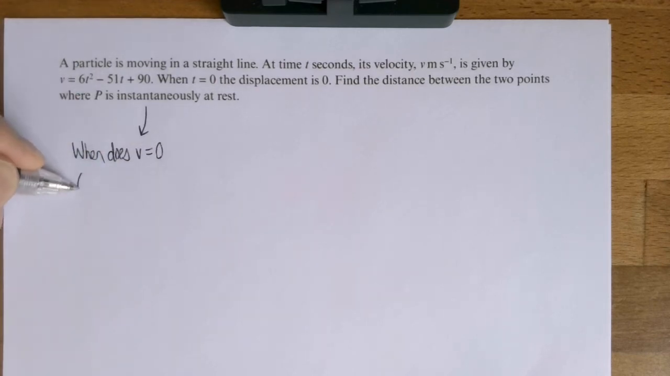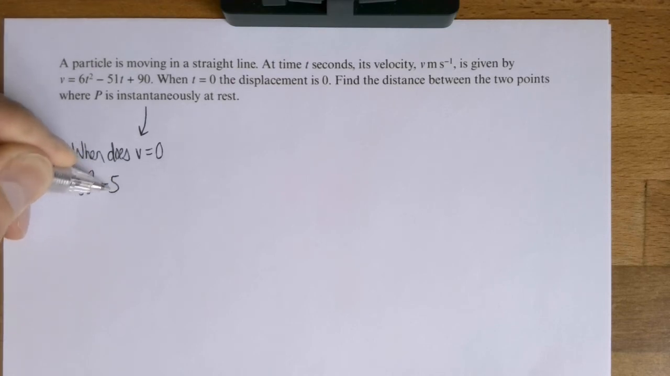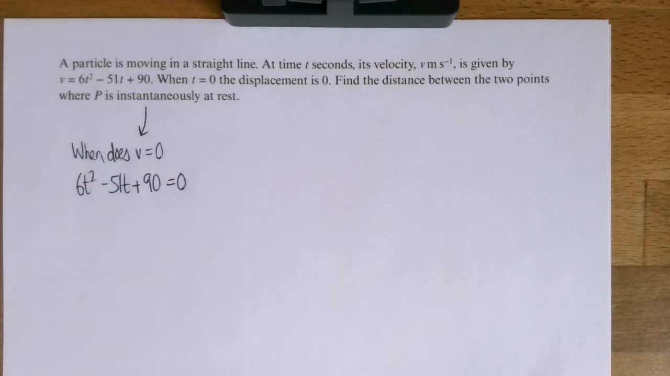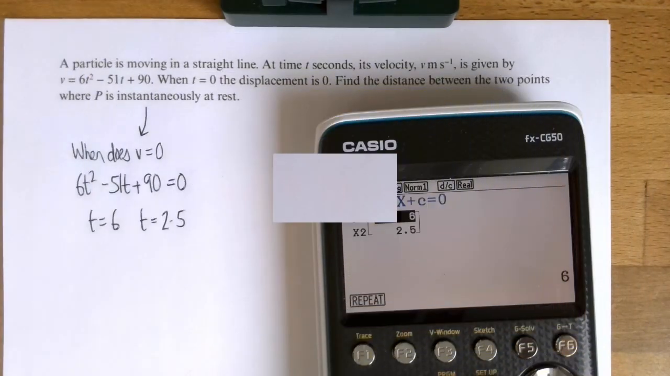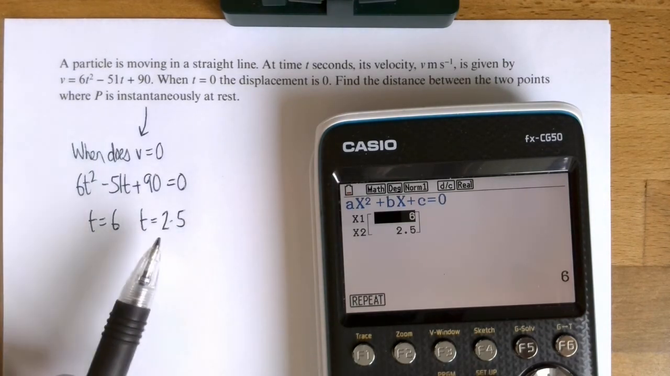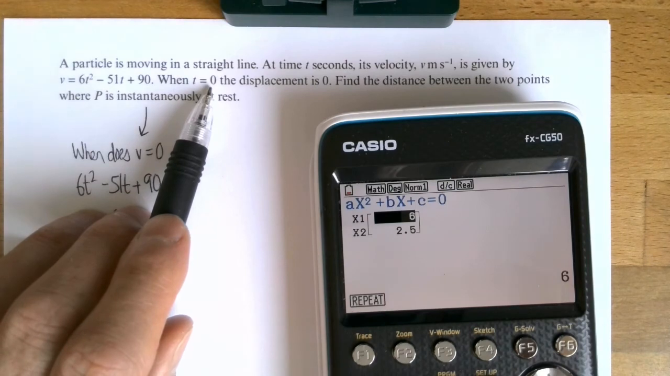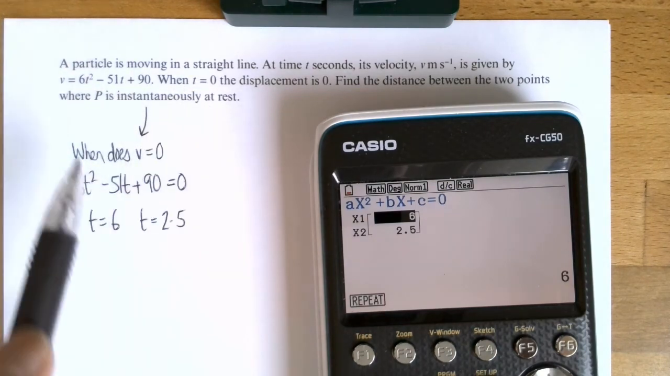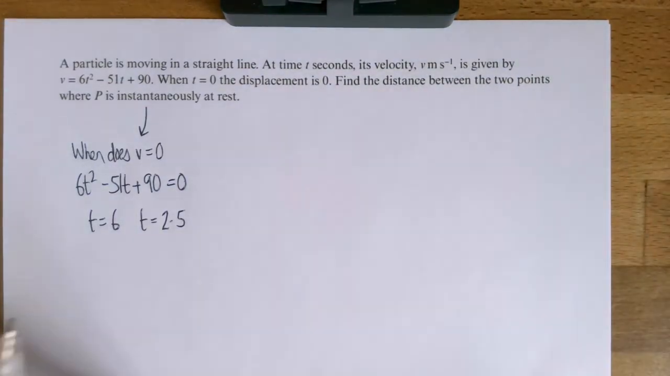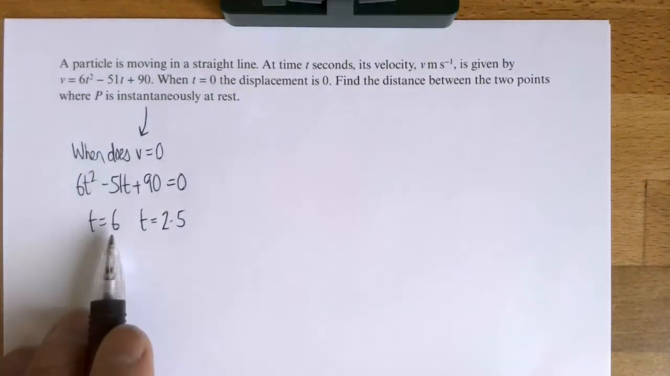So I'm going to make that equal to 0 and just ask you to use your calculators to solve that for me. Okay, so I use my equation solver, I got 6 and 2.5, just going to check that they're both valid. T is 0 is when everything started, so you couldn't have a negative answer, but that's all good. And it definitely says 2 points, so I've got my 2 points.